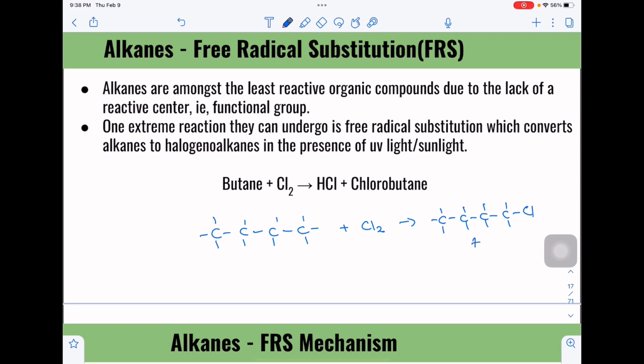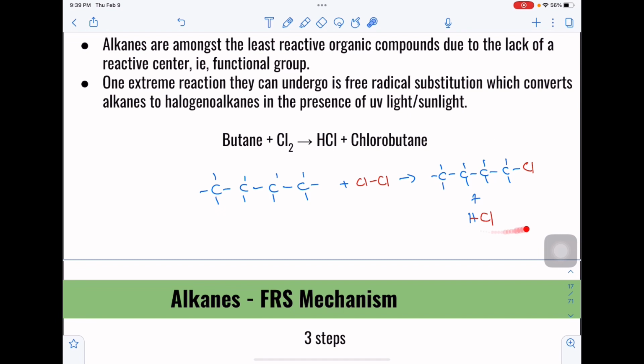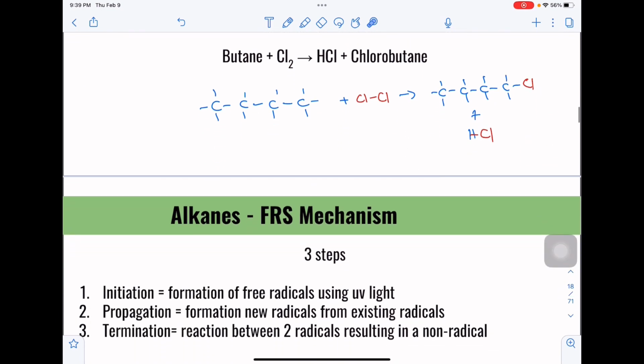a substitution reaction. What is happening here is that one of the Cl's from chlorine substitutes with one of the H's from butane, and we form chlorobutane and HCl. It's like a double displacement. Okay, it's a swap. How does this reaction occur? So we are looking for the mechanism for this reaction. How does this reaction occur?